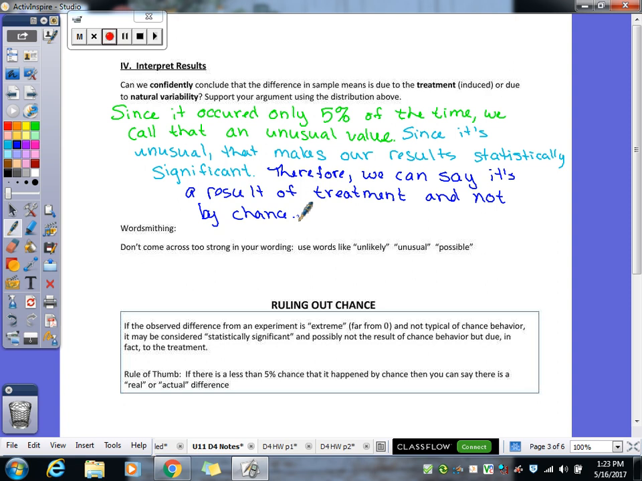So when you're trying to write these explanations and interpreting your results, words like unlikely, unusual, possible, those kinds of words are words that you want to use in there. We did say that was unusual value, so we did use one of those words. So this is kind of like our rule here.